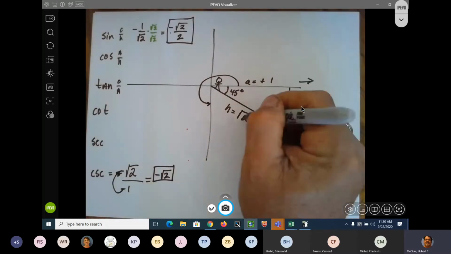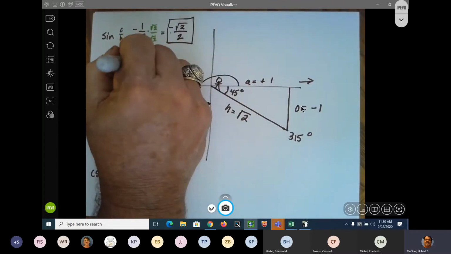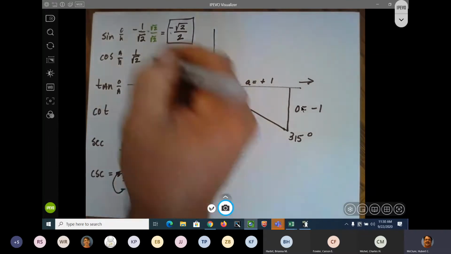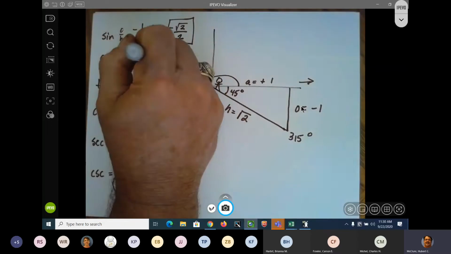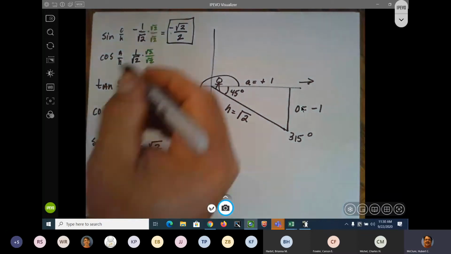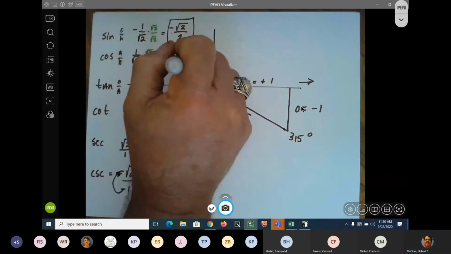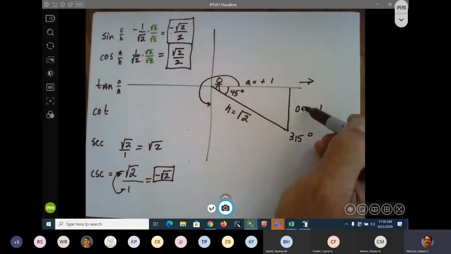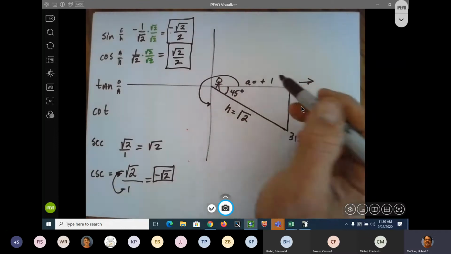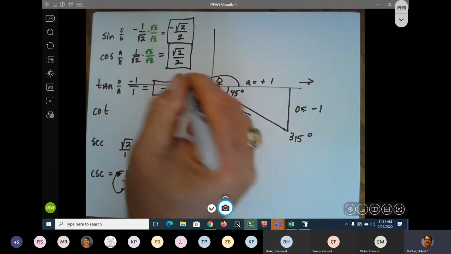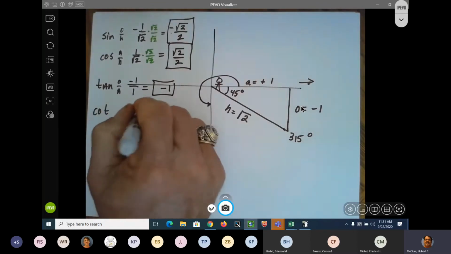Adjacent over hypotenuse. 1 over the square root of 2. Square root of 2 down here over 1, which is equal to the square root of 2. And that's going to be multiplied by the square root of 2 over the square root of 2, which is equal to the square root of 2 over 2. Of apple, negative 1 over 1. One over negative 1.